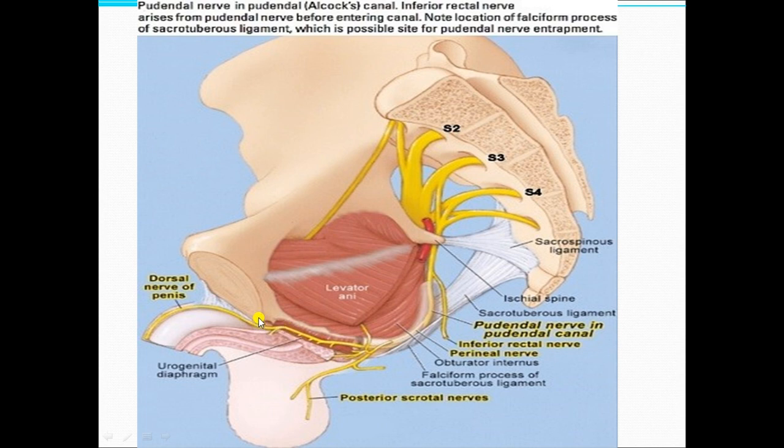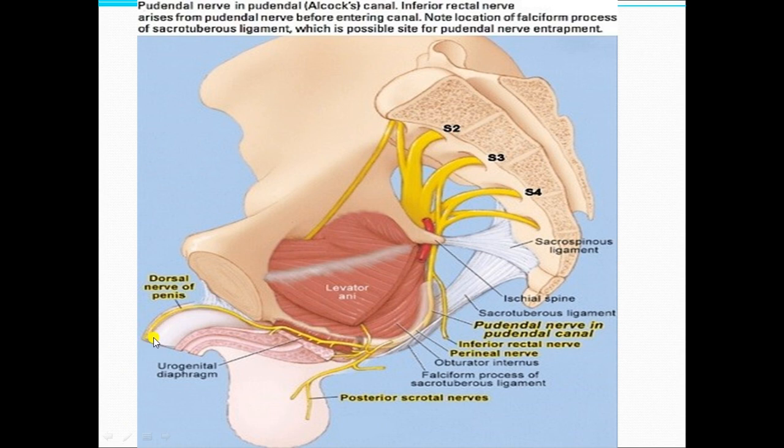The arcuate ligament is presented here, the arcuate ligament, and the transverse perineal superficialis muscle. It passes in between these two structures and enters into the penis, and here it lies within the inner surface of the fascia. This dorsal nerve of the penis continues and supplies the skin of the penis and the glans of the penis.